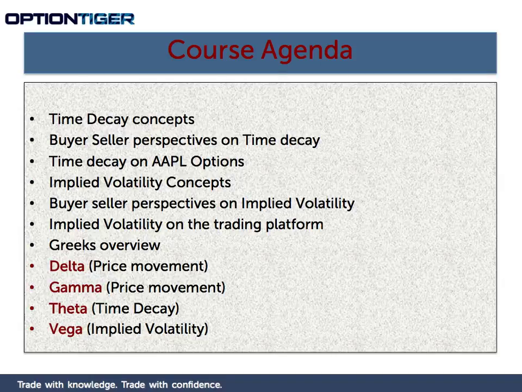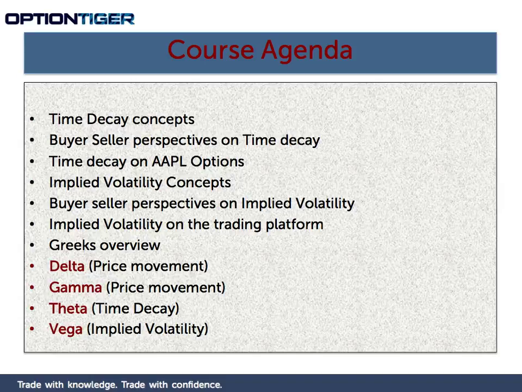Once you've covered these two concepts, then comes a detailed study of the Greeks. Like we said, there are 3 main factors that affect options pricing. One is price movement of the stock, one is time decay, and one is implied volatility. And each one of them has a Greek of its own, except for price movement, which is so important that it has 2 Greeks to tell you what will happen to your options price for a given price movement of the underlying stock.